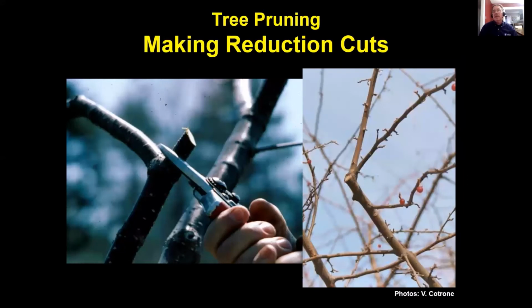So here's a reduction cut, right? We're shortening the branch back to another lateral. By the way, the orchard industry, right? Any fruit production, they call them bench cuts, but it's the same thing. It's a reduction cut to get branches out, shorten them without leaving a stub and getting water sprouts, because you'll never produce fruit on water sprouts, and to collect sunlight. Here was a crab apple, right? We shortened it back to a lateral branch, reduction cut, right?